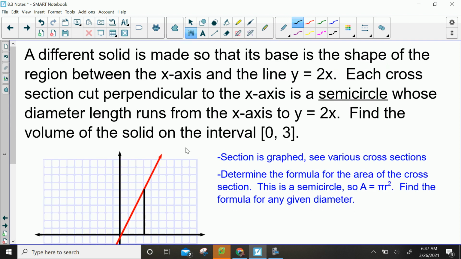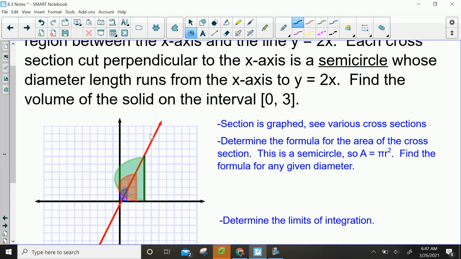So same base, but instead of having squares, I decided let's do semicircles. Okay, so our cross sections are semicircles, and I'm giving you the diameter. So the diameter is the distance here all the way across. So again, we know the area of a semicircle. Ooh, I forgot the 1/2 here. 1/2 pi r squared. And our radius is half of this distance from top to bottom.